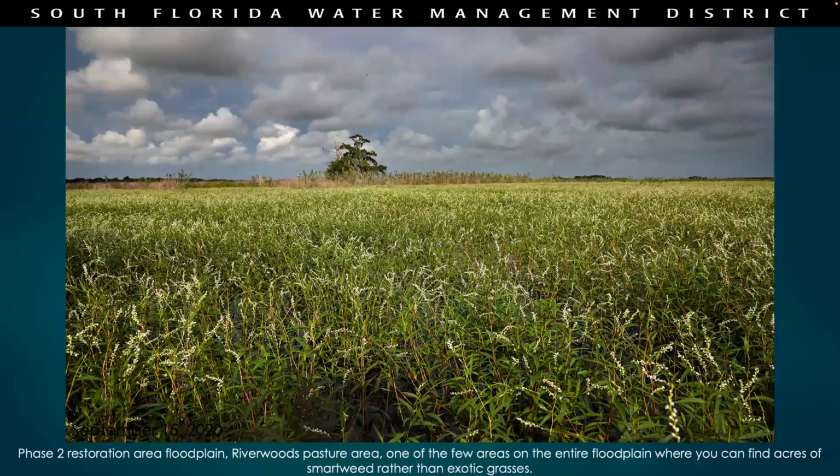Now this area, this is what we want to see out there. This is what we would consider broadleaf, this plant specifically. Again, we don't want to see a monoculture, but this picture just happened to be a nice little example of it. This is what we want to see out there.